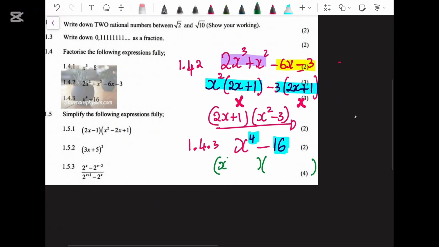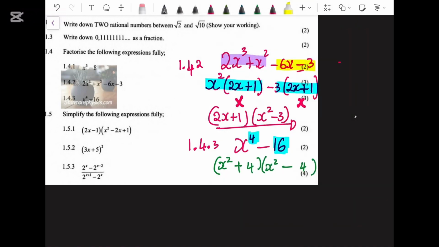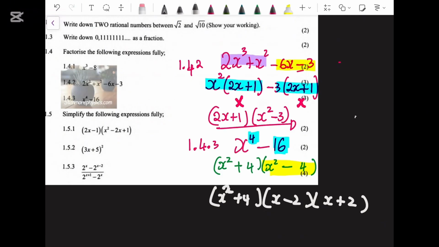We have x squared, x squared. 16 is 4 times 4. And then we have plus and minus. You will then notice again, after factorizing, that this is still a difference of two squares. So we are going to have our final answer as x to the exponent 2 plus 4. And then we factorize the difference of two squares again. So now it will be x minus 2, x plus 2, because 4 is the same as 2 times 2.